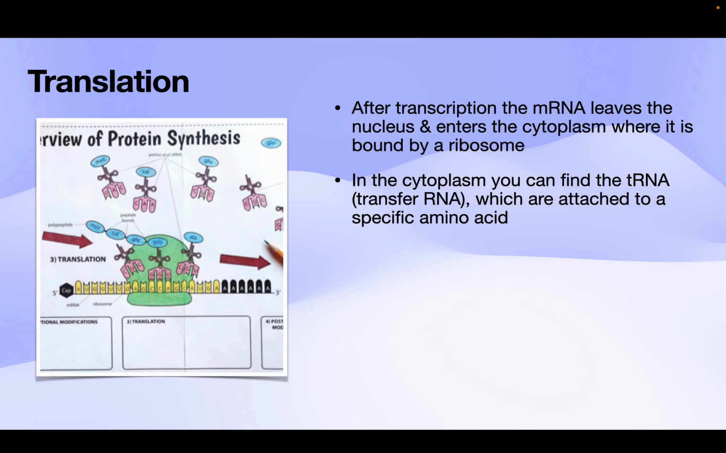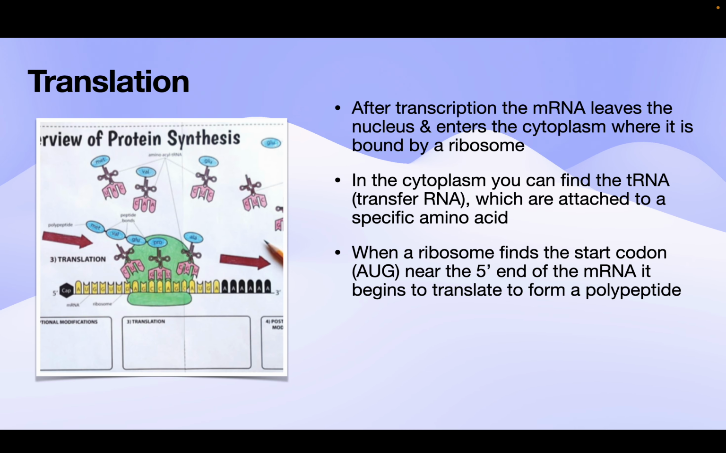What transfer RNAs do is transfer amino acids based on the sequence on them. When the ribosome finds a start codon, here we have AUG, the start codon, that tells the ribosome to start translating. It's happening at the 5' end, since everything starts from 5' to 3', and it begins to translate to form what we call a polypeptide. A polypeptide is just a chain of amino acids, bonded to each other. You see here the label polypeptide in your foldable.